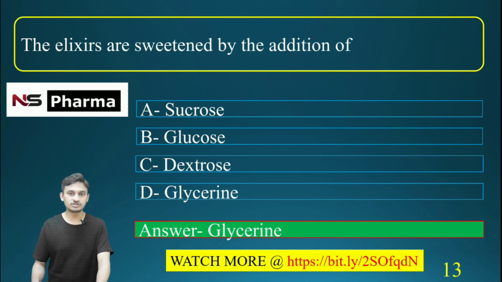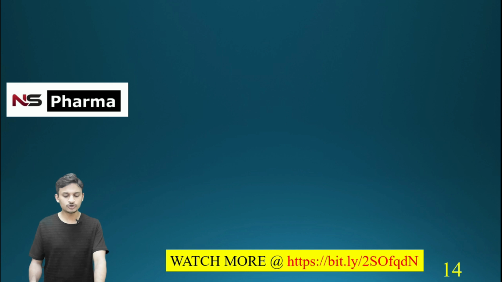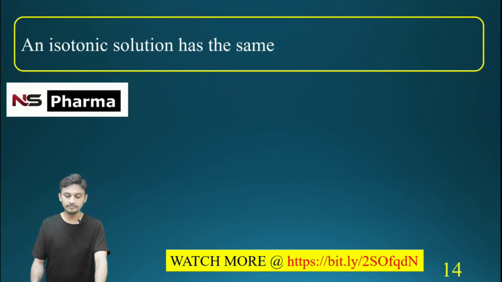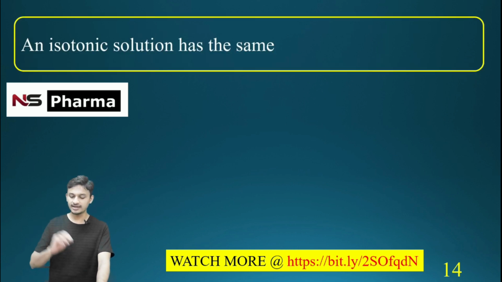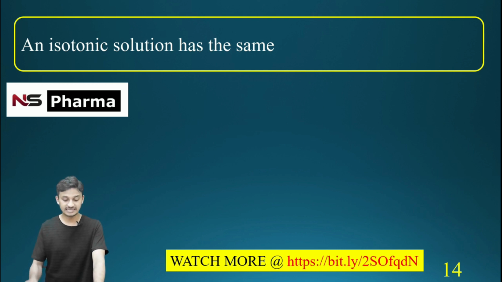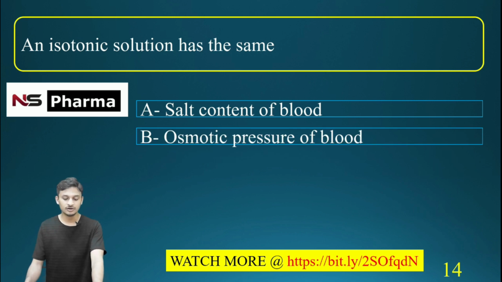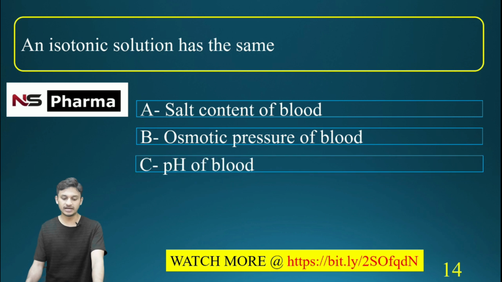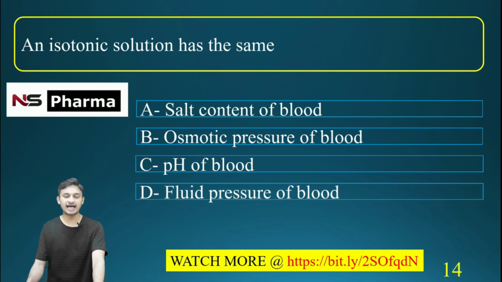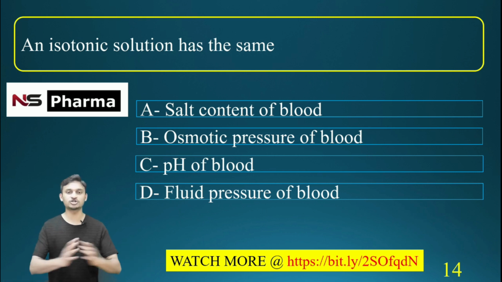Okay. Now we are moving to the 14th question. An isotonic solution has the same: option A, salt content of blood; option B, osmotic pressure of blood; option C, pH of the blood; option D, fluid pressure of the blood.